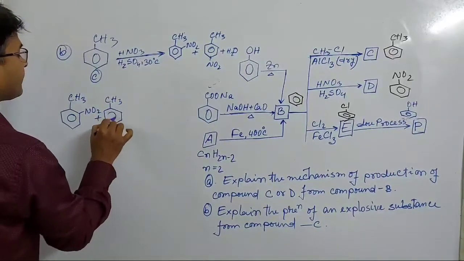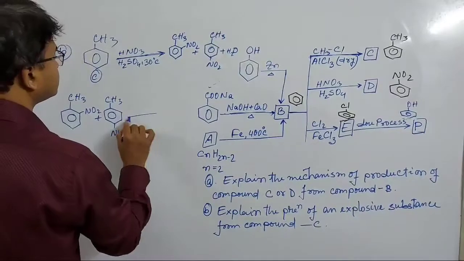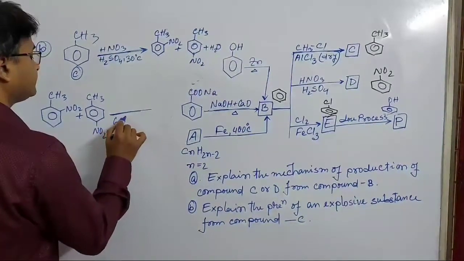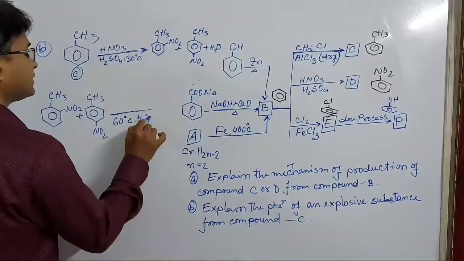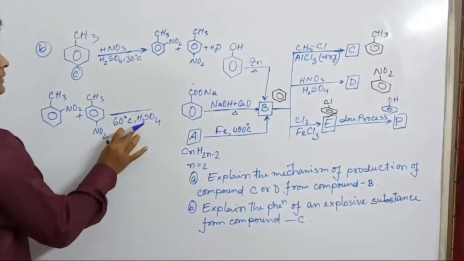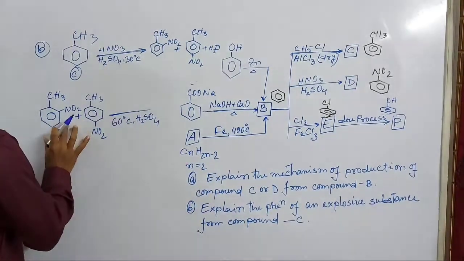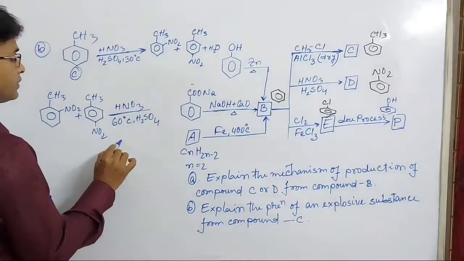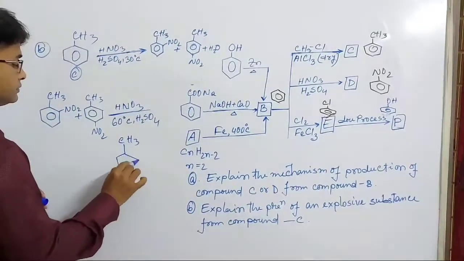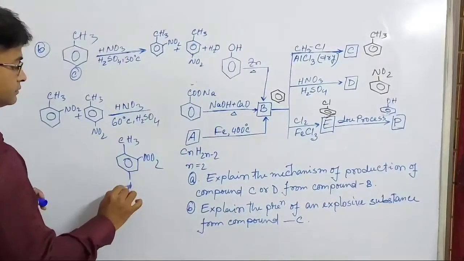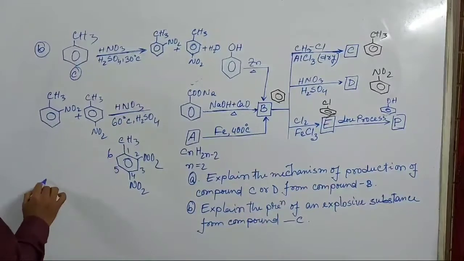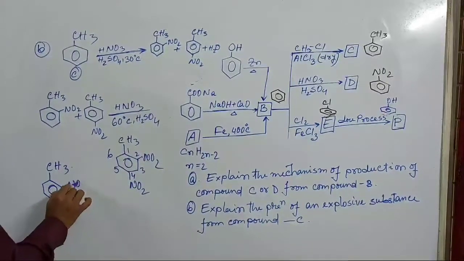Again, in the presence of sulfuric acid at 60 degree centigrade temperature, both the orthonitrotoluene and paranitrotoluene react with nitric acid to produce 2,4 dinitrotoluene.